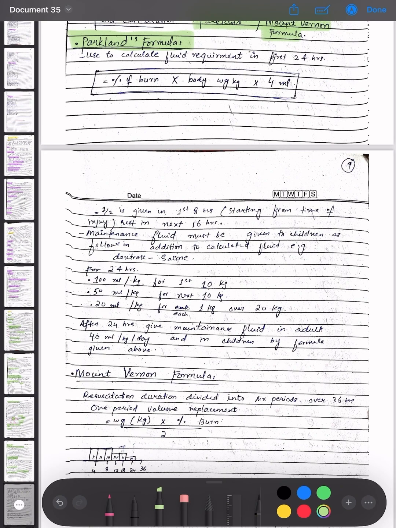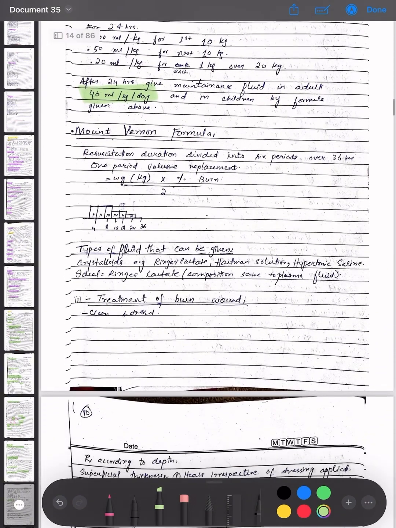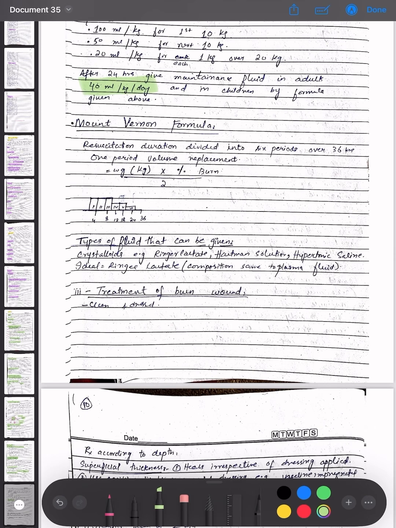Okay. Mount Vernon formula: the resuscitation duration is divided into 6 periods over 36 hours. What is the Mount Vernon formula? The resuscitation duration is divided into 6 periods over 36 hours, with one period volume replacement. That is weight in kgs multiplied by percent of burn divided by 2.